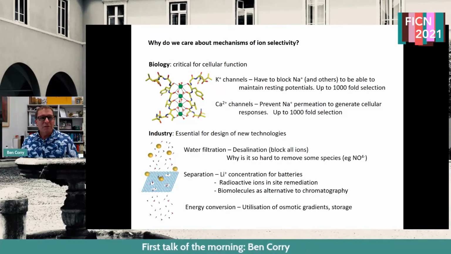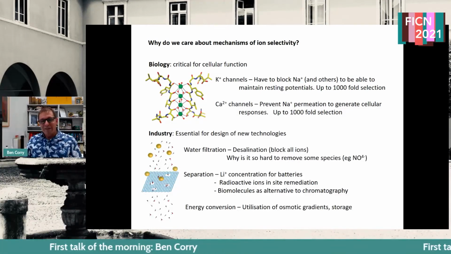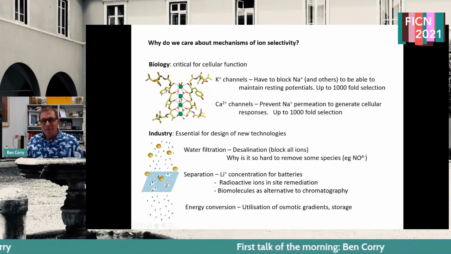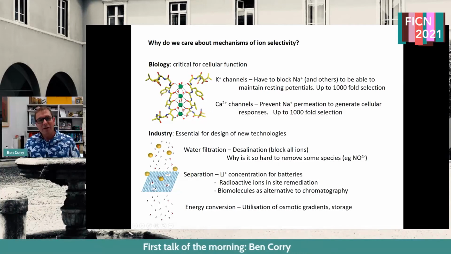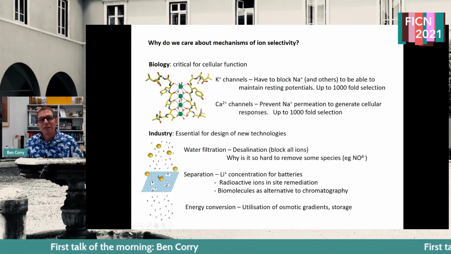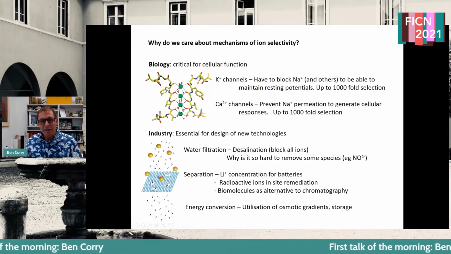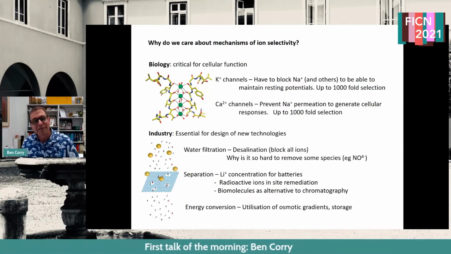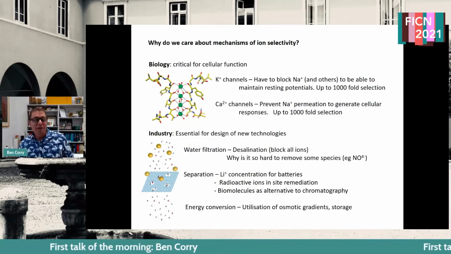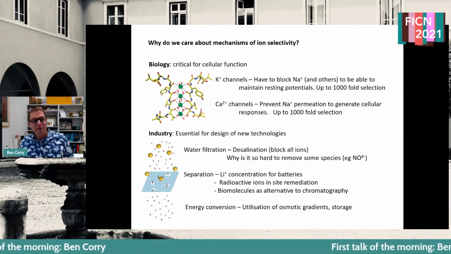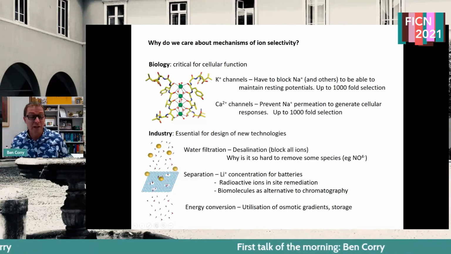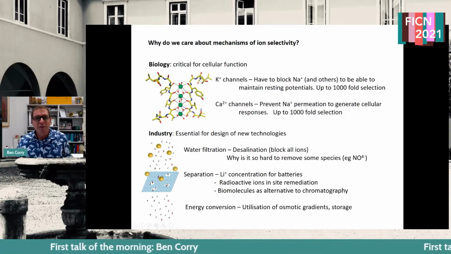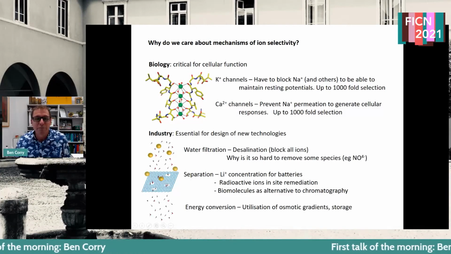So first of all, we might ask, why do we care about the mechanisms of ion selectivity at all? I probably don't have to convince this audience too much, but I can think of quite a few different reasons. In biology, we know that ion selection is critical for cellular function. Just as a couple of examples, potassium channels have to be able to block sodium while allowing a large current of potassium ions in order to set and maintain the resting potential of cells. In fact, the potential that can be achieved is related to that selectivity. And they have typically 100 to 1,000-fold selection for potassium over sodium.